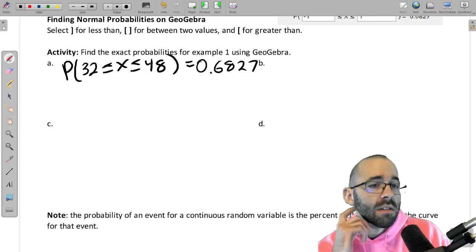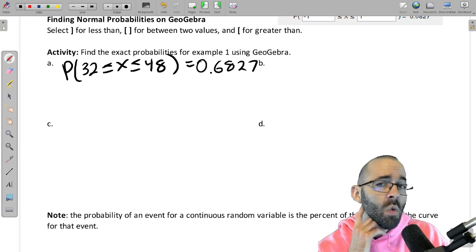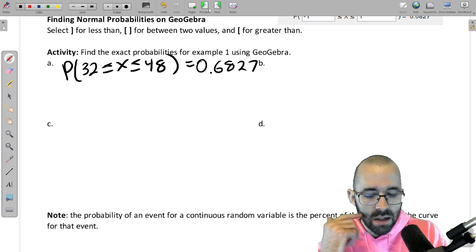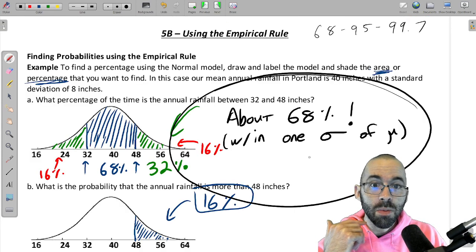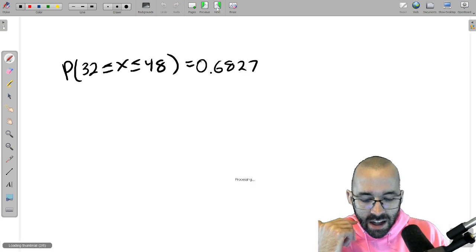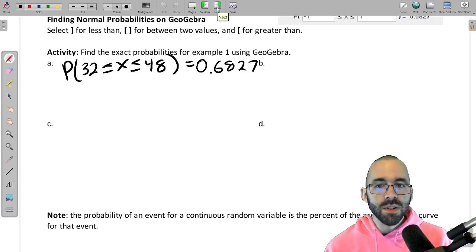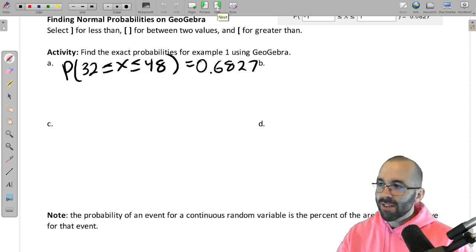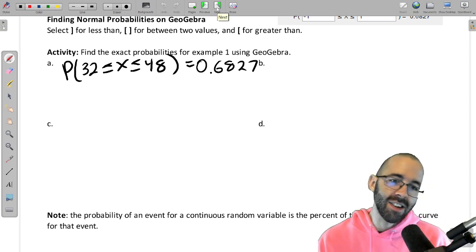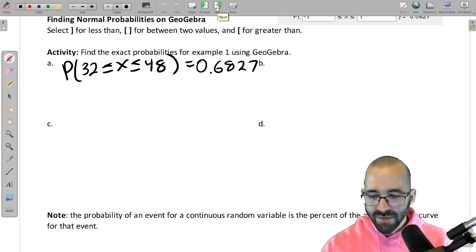How close was that to our approximation? What did we guess for this probability? We guessed 68%. The answer is 68.27%. Hey, empirical rule doing pretty good. Basically the same number. A little different, but pretty close.